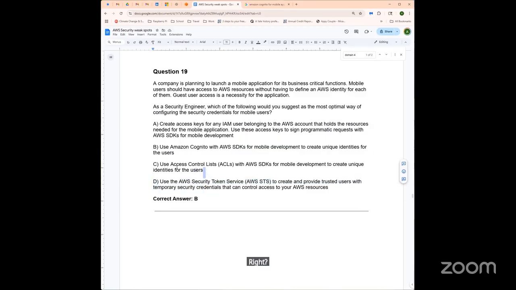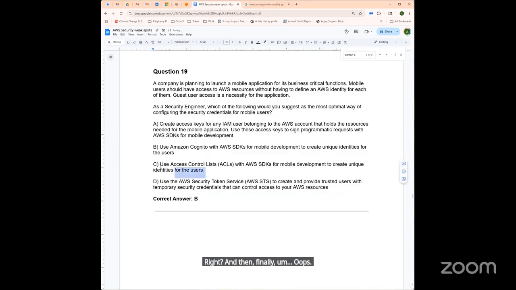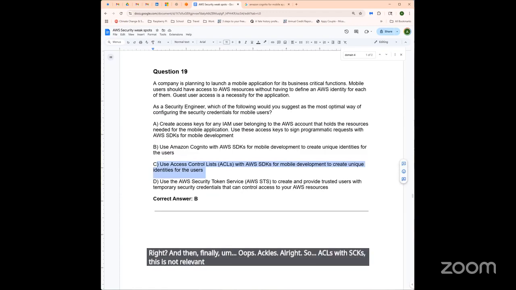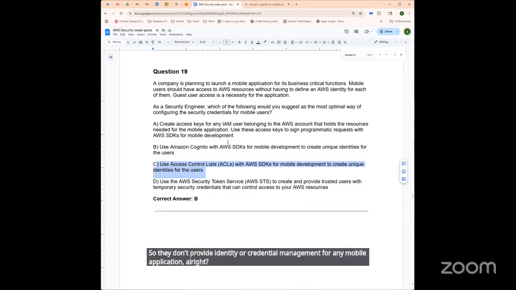And then finally, ACLs. All right, so ACLs with SDKs, this is not relevant to user identity. ACLs are for S3 object permissions and can't manage credentials or identities. So they don't provide identity or credential management for any mobile application, right? So your best answer is going to be B, right?